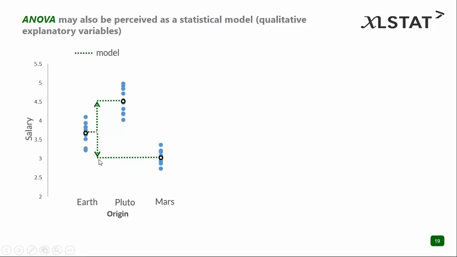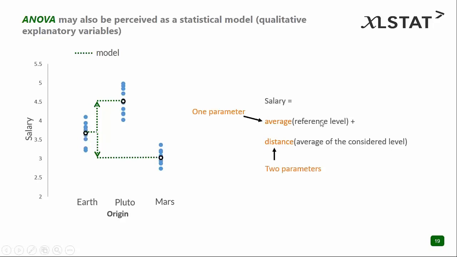Here's how the ANOVA model can be represented. Let me explain things further using the equation. The salary can be written as such. You take a reference level, such as Earth, plus the distance between this level and the averages of the other levels. So if I want to take the value of this average, I take the average of Earth and I add the difference between this average and the average of Earth. So here I have basically three parameters. I have one parameter for the reference level, which is Earth, and I have two parameters that correspond to the difference between the other levels and the reference level. So this is only to tell you that ANOVA can be perceived as a statistical model also.